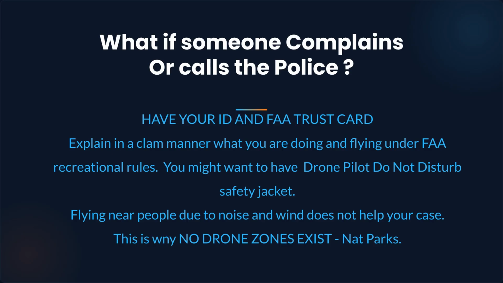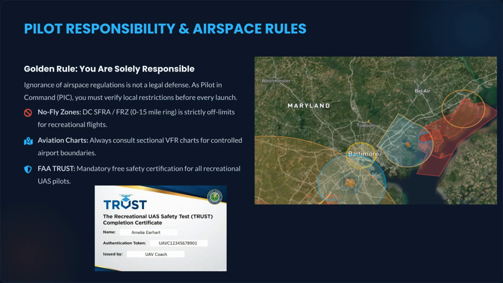If you encounter complaints or police, remain calm. Always carry your ID and FAA Trust Certificate. Explain you are flying under recreational rules, and consider high-visibility gear to avoid unnecessary disturbances. Remember, you are the pilot in command and are solely responsible. This includes avoiding no-fly zones like the DCFRZ, consulting aviation charts for airport boundaries, and maintaining your safety certifications.